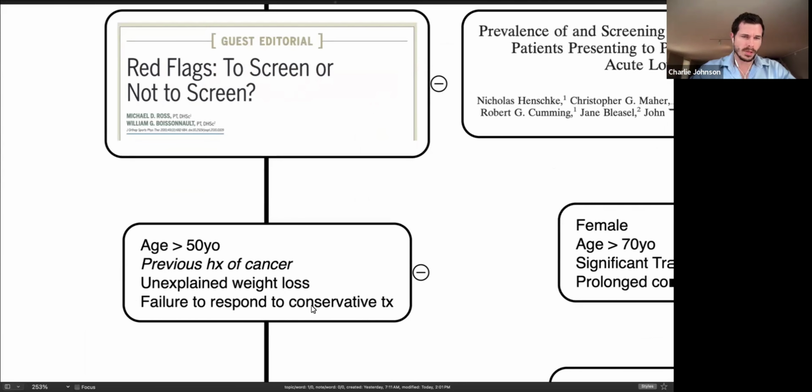For example, a test item cluster that we know is highly sensitive for, and a great way to screen for, cancer is if someone is greater than 50 and has a previous history of cancer. That is the biggest predictor of future cancer, or that cancer is the cause of the back issue. Unexplained weight loss, again, losing weight and you're not really sure why.